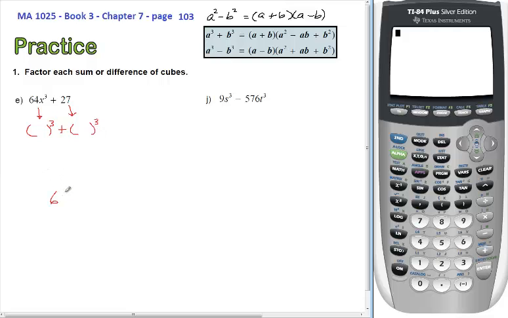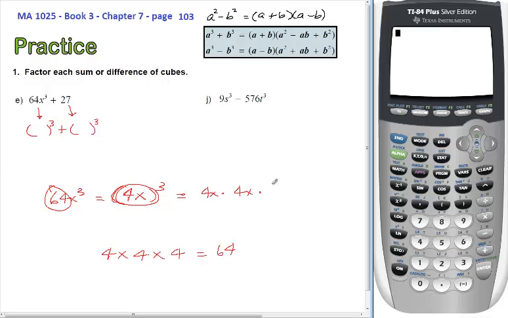So what is 64x cubed as something cubed? If you're not sure, you should know that the cube root of 64 is 4. In other words, 4 times 4 times 4 is 64. And the cube root of x cubed is x. So really, this is 4x all cubed. In other words, it's 4x times 4x times 4x, which is 64, and x times x times x is x cubed.